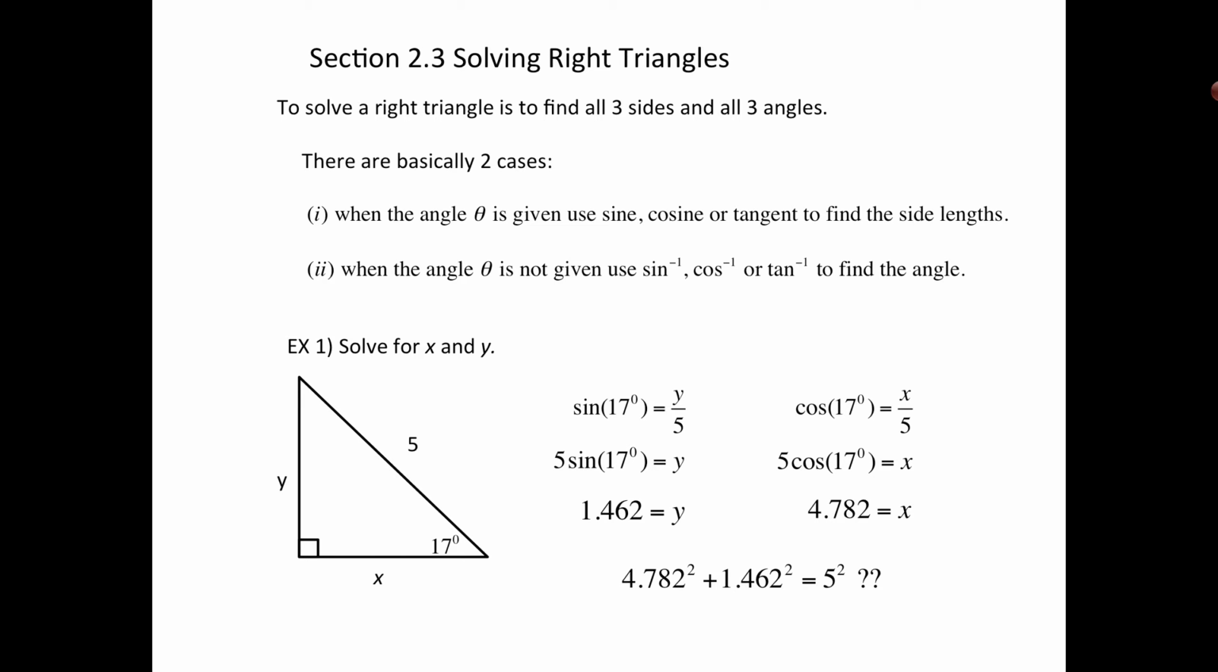So you could check the answer by doing the Pythagorean theorem. So x squared plus y squared should equal the 5 squared. And try it out on your very own, and you'll find out it is true.